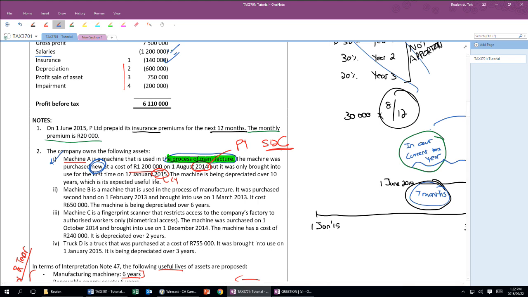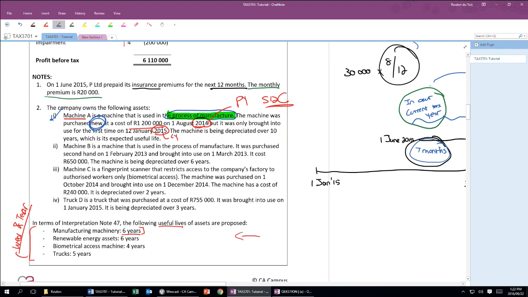Machine B is a machine that is used in a process of manufacture. Great, so another process manufacturing machine. It was purchased second hand, that's important, on the 1st of February 2013. So the 1st of February 2013 is a prior year, it is the 2013 year. And it was bought into use in 2013 as well. It cost 650,000 rands and the machine is being depreciated over 6 years.